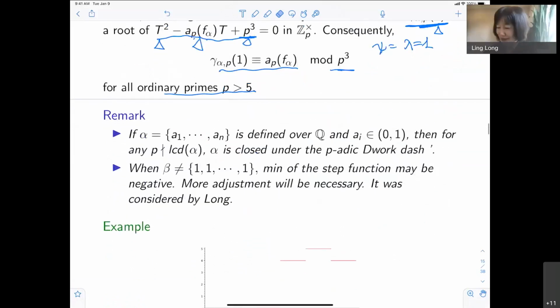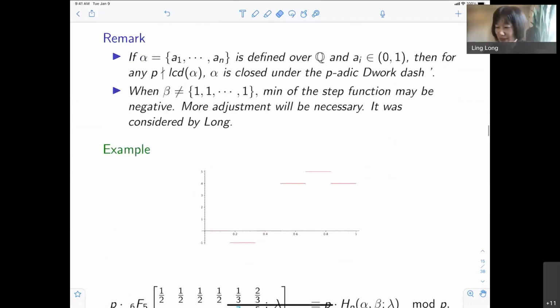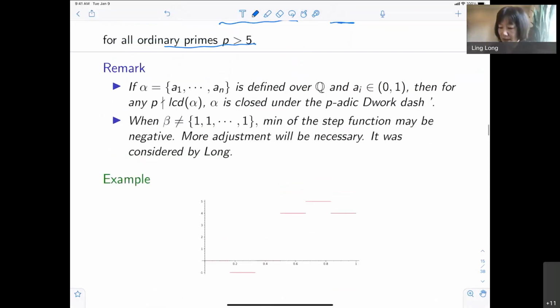So now I get back to the question Bill raised. Naturally, I asked myself: what happens if I replace all the beta equal to 1 with something more general? The first remark I make is that if you have a multiset which is defined over Q, and you look at any p which is not dividing the least common denominator, then alpha is stabilized as a whole orbit as itself. All right, so we're going to use that.